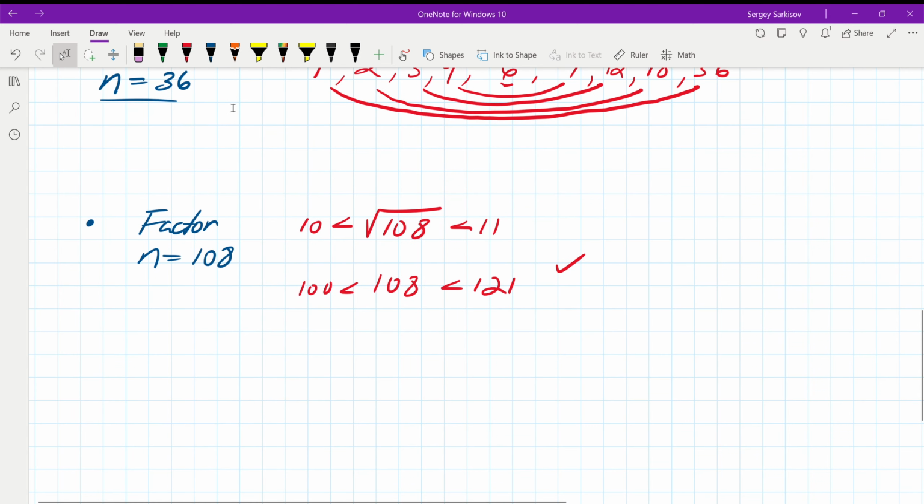So we're with 10 point something. The square root of 108 is approximately 10 point something, I don't know exactly.